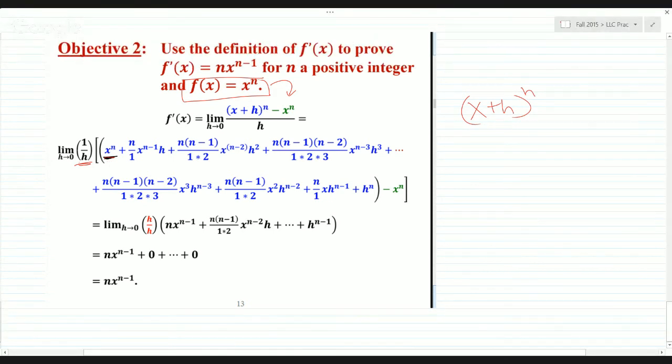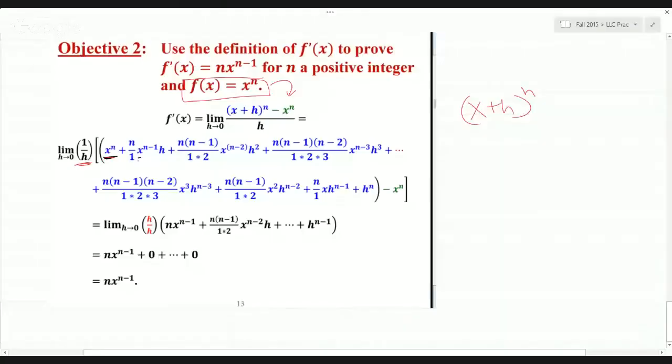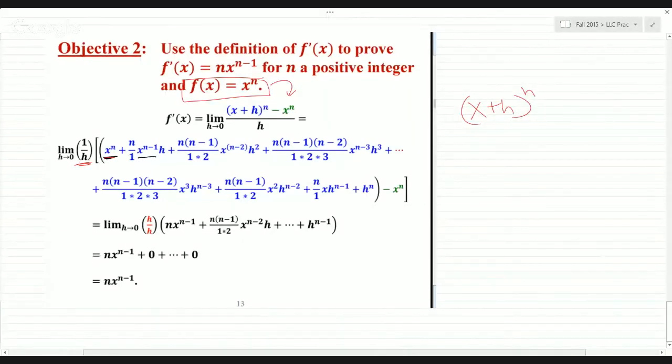So we have x to the n. Then in the next term, we have x to the n minus 1. And in the next, we have x to the n minus 2. And it goes on until we reach x, technically x to the 0. All right?